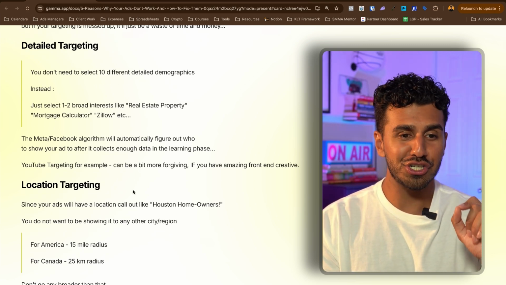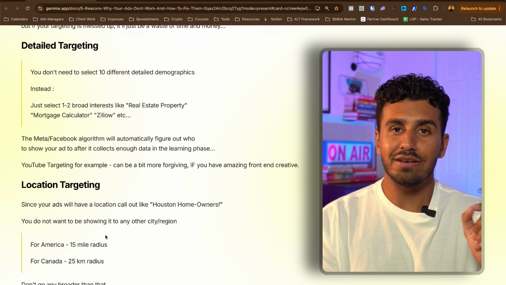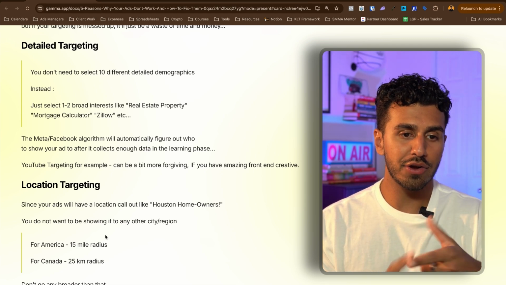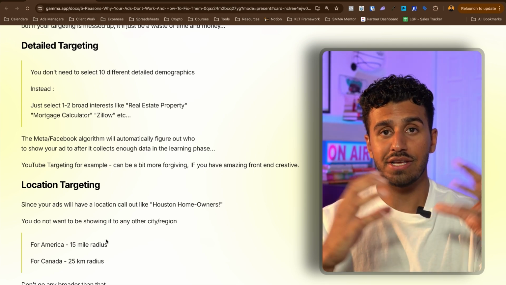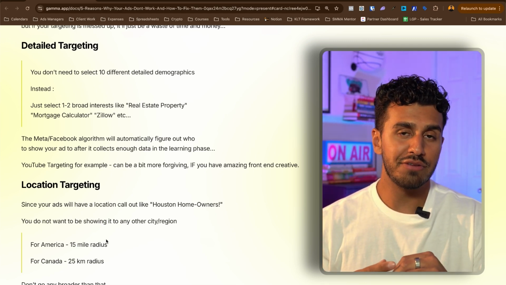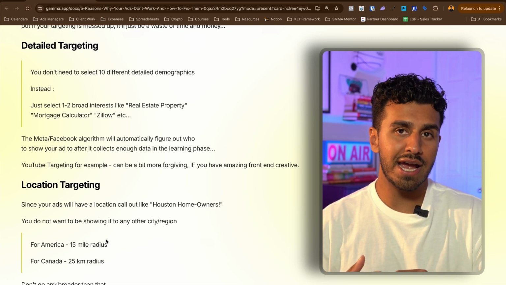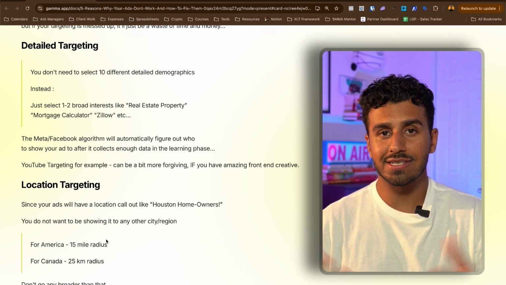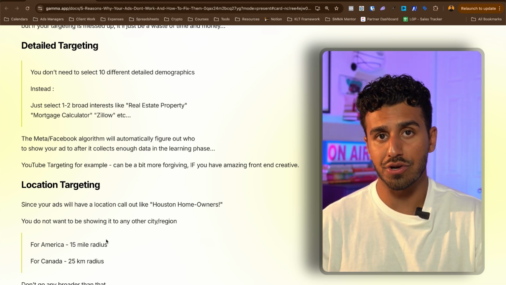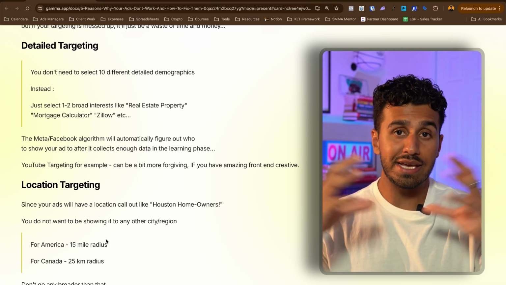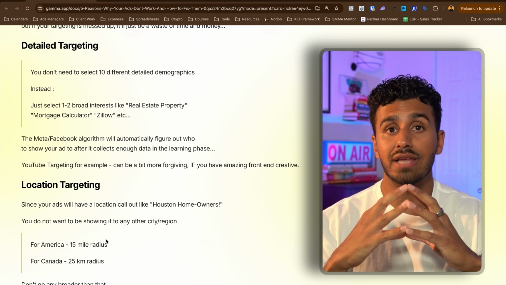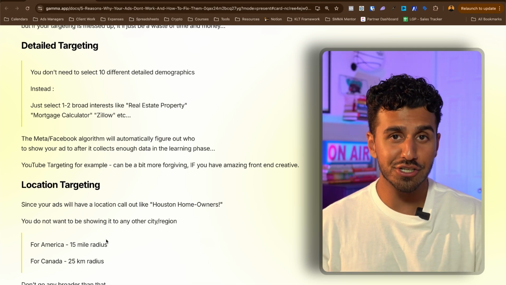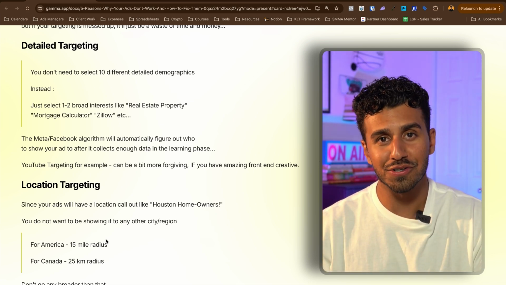Now, when it comes to location targeting, in most areas there's the housing category. So in Canada and the US, you cannot go more specific than a 15-mile radius or a 25-kilometer radius. If you're living in California, for example, an ad that says Los Angeles homeowners is always going to have more impact than an ad that says California residents or California homeowners. The idea there is you want to be as specific as the platform will allow you to be, because if you live in Los Angeles, it's going to resonate better with you if someone says Los Angeles homeowners versus California homeowners. So hopefully that makes sense.